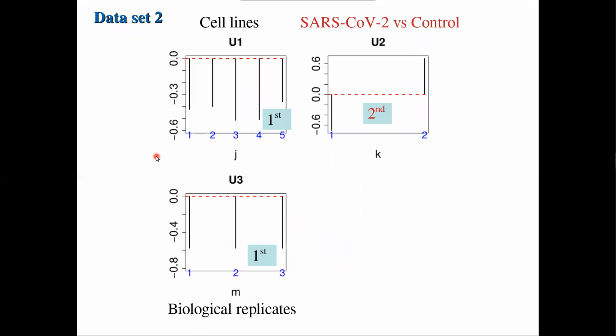We need to do similar things to dataset 2, and we have found the first vector attributed to the cell lines is independent of the cell lines, and the first vector attributed to the biological replicate is independent of the biological replicates. And the second vector attributed to the SARS-CoV-2 infected cell line and the control cell line represents the distinction between the SARS-CoV-2 infection and the controls. So we decided on the combination of the first vector attributed to the cell line, the second vector attributed to the distinction between SARS-CoV-2 infection and the control, and the first vector attributed to the biological replicate.